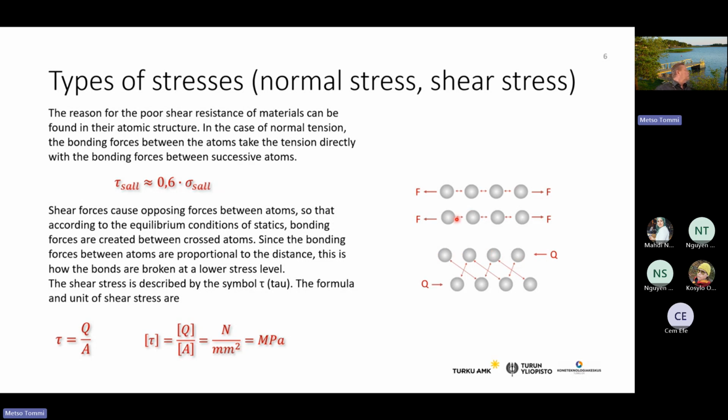The difference is those atom forces. So the distance is the main thing. The shorter the distance, the stronger the material. And here the distance is longer, so these atom forces are not so strong.